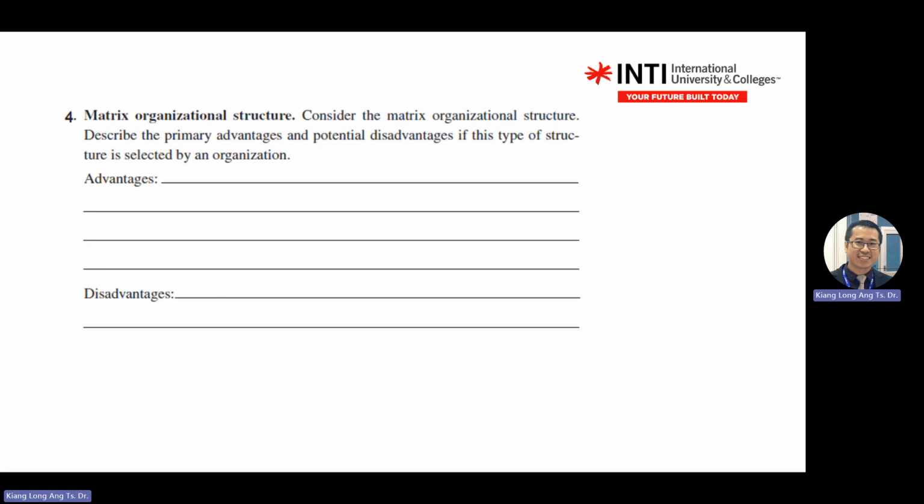Okay, matrix organization structure. Consider matrix organization structure. Describe primary advantages, disadvantages again. So if the question asks you about the matrix organization, you need to draw an organization chart. You give a diagram, draw a diagram of the pure project, and then of the matrix in the answer. Answer with the diagram, then only you explain. So this one also is very direct.